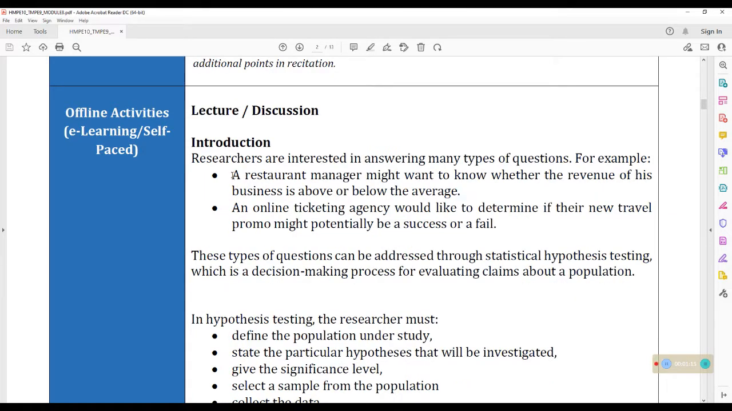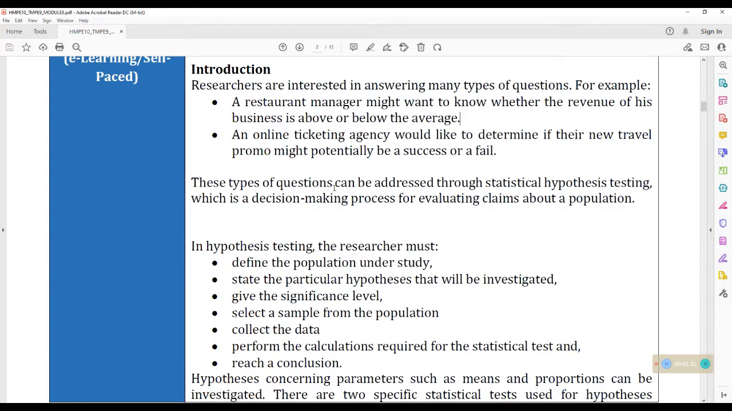These are the examples. A restaurant manager might want to know whether the revenue of his business is above or below the average, or if an online ticketing agency would like to determine if their new travel promo might potentially be a success or a fail. So these type of questions can be addressed through statistical hypothesis testing or yung tinatawag natin na inferential statistics, which is a decision-making process for evaluating claims about a population.